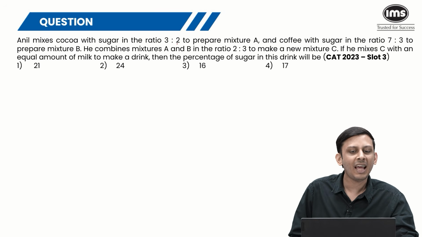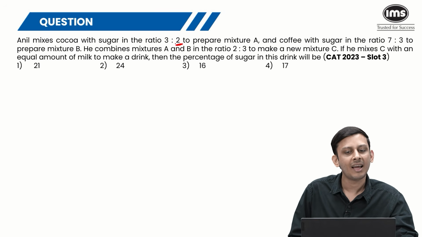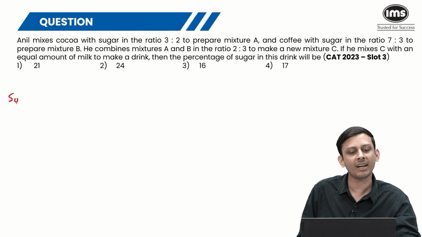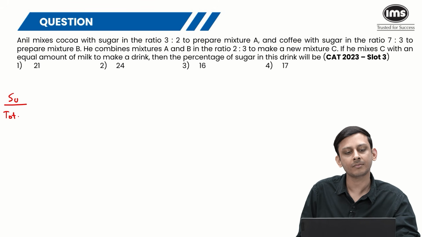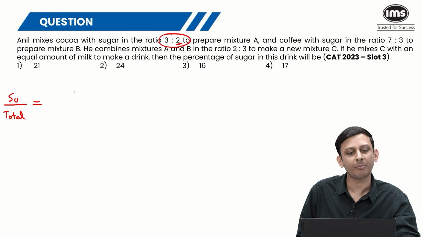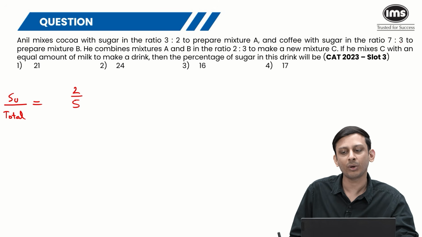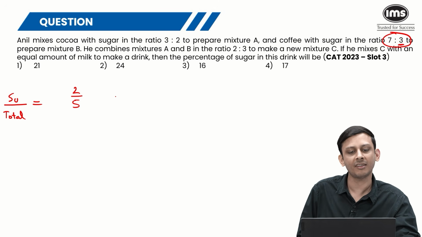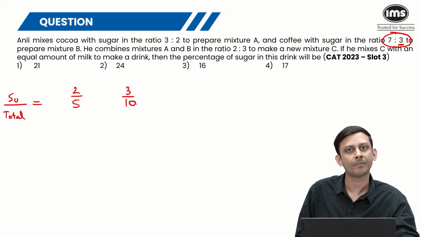So we'll focus on sugar. Now, here we have sugar 2 parts out of total 3 plus 2, 5 parts. So let's focus on getting sugar as a fraction of the total. Okay, so now in mixture A, we have sugar is 2 parts out of total 5 parts. So 2 out of 5. And in mixture B, we have sugar is 3 parts out of total 10 parts. So 3 out of 10.